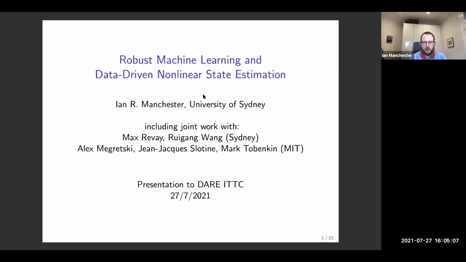So the title is Robust Machine Learning and Data-Driven Nonlinear State Estimation. I want to talk about how those two concepts interact and how they come together in some recent work of ours.